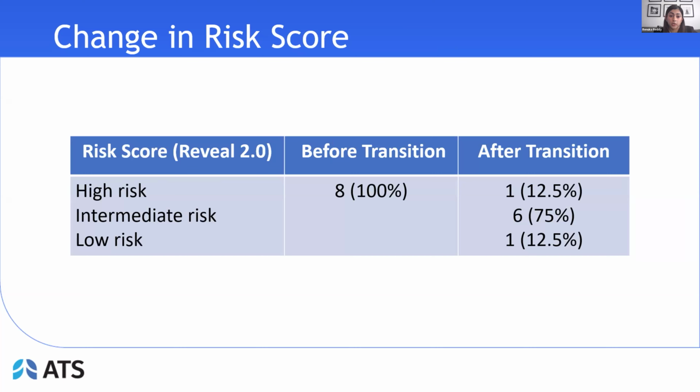So this next table demonstrates the change in REVEAL 2.0 risk score from pre to post therapy. We see that prior to the IV prostacyclin therapy, all patients were considered high risk by the REVEAL, and the average risk score was 9.8. And then after we transitioned to the therapy, only one patient remained high risk, while 87.5% of these patients did improve to intermediate or low risk. And the average risk score post-treatment was 7.4.